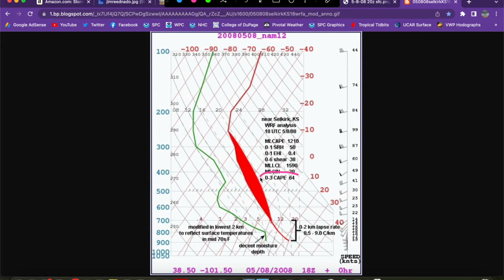You will see that 0 to 3 kilometer CAPE is about 64. Nothing extraordinary, but definitely more than adequate for landspouts here. And those nice steep low-level lapse rates approaching 8.5 to 9 degrees Celsius per kilometer. Definitely favorable for landspouts, and we certainly got a nice landspout tornado out of this case.